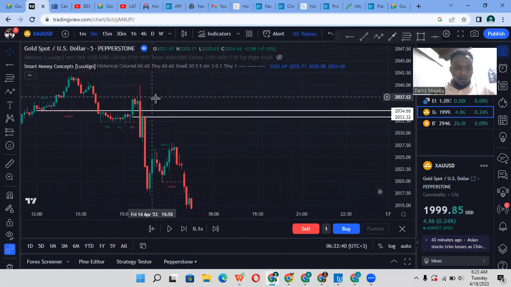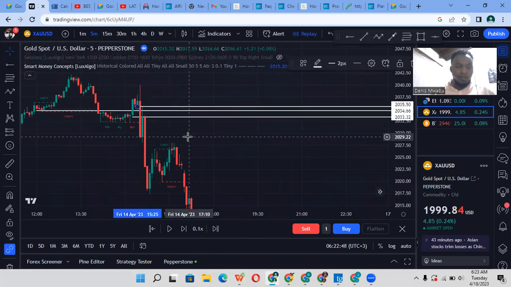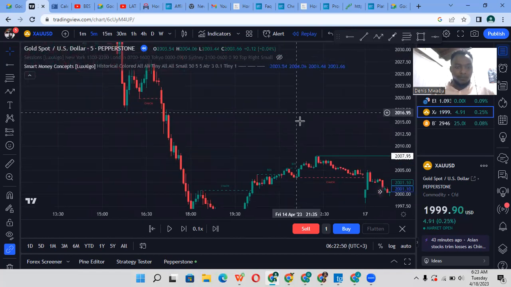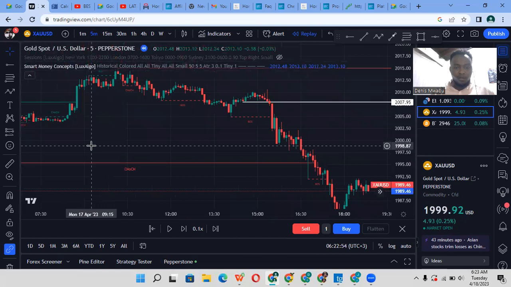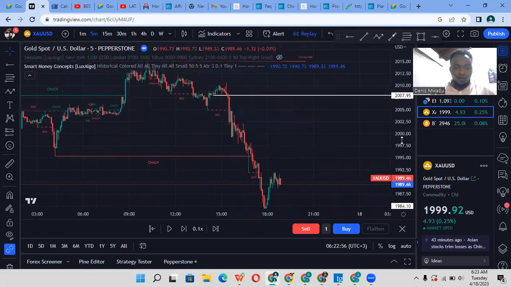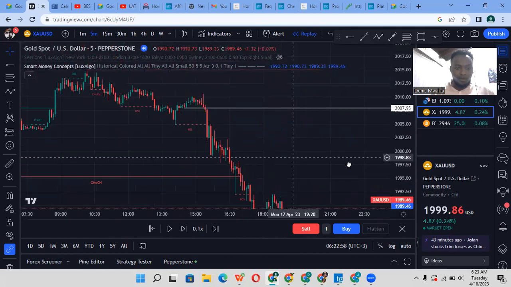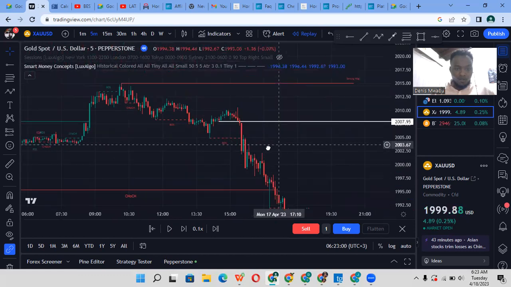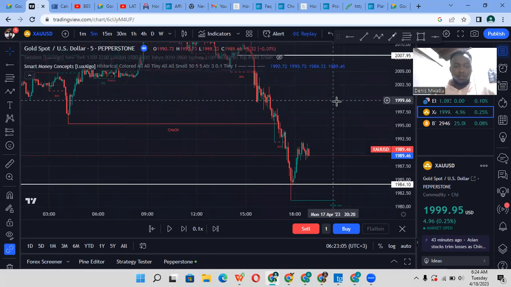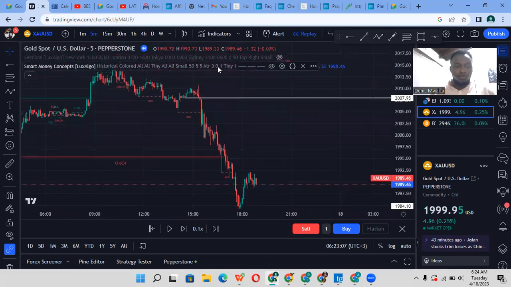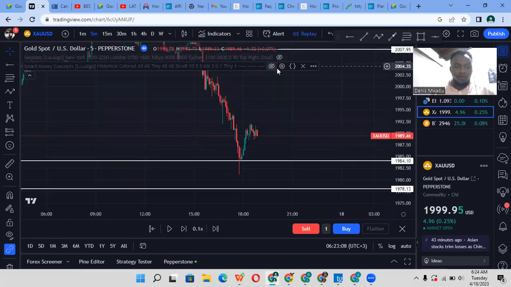So this is where we broke the structure. So this is our main zone. So our 5 minute supply is there. Our 5 minutes demand, the next 5 minute supply also is a break of structure. It is in line with the 15 minutes. So I think from there we can switch off our indicator. Let's see what actually happens.